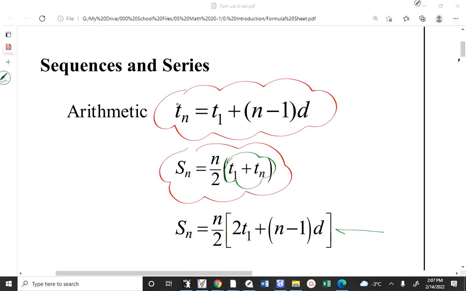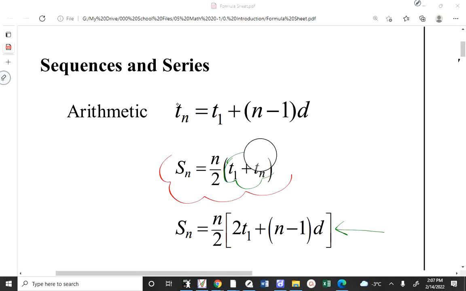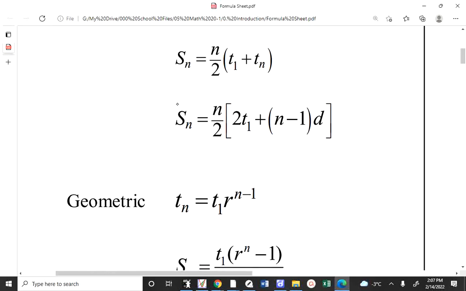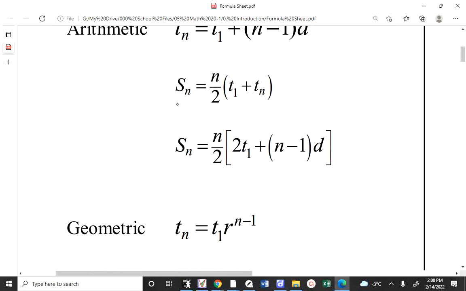Actually, a bit of a lie. I don't think you can rearrange that for n. You will be able to by the end of this course. But when we get to geometric and you're trying to find n, we've already talked about this. You do not know how to algebraically find n in this formula here because the n is part of an exponent.